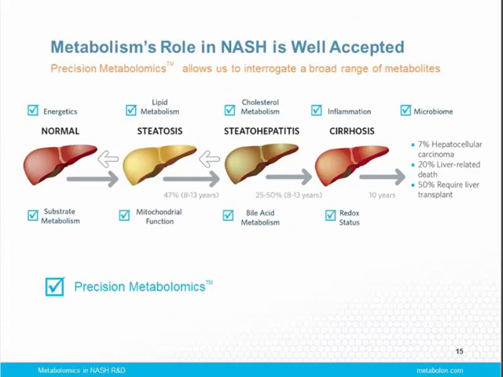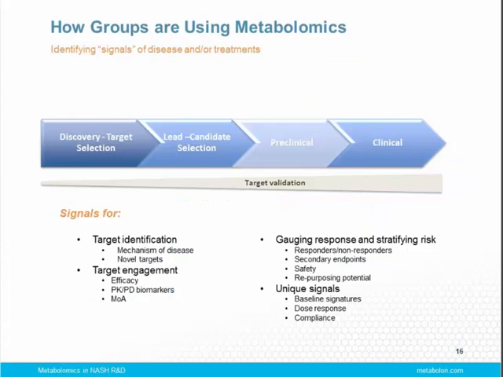And that's really what's outlined here: metabolism's role in NASH is very well accepted. And precision metabolomics allows us to interrogate a broad range of metabolites. We know that energetics, lipid metabolism, cholesterol metabolism, inflammation, redox status, and mitochondrial function are all affected in this disease. And in one test, we are able to screen metabolites that are involved and play a role in each of these pathways. To that end, multiple groups are using metabolomics at various stages of the drug development process.